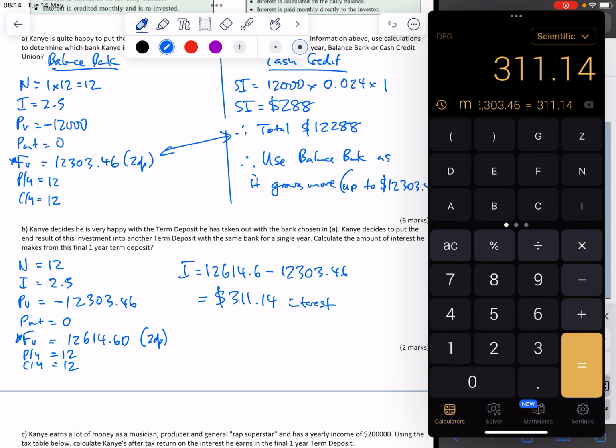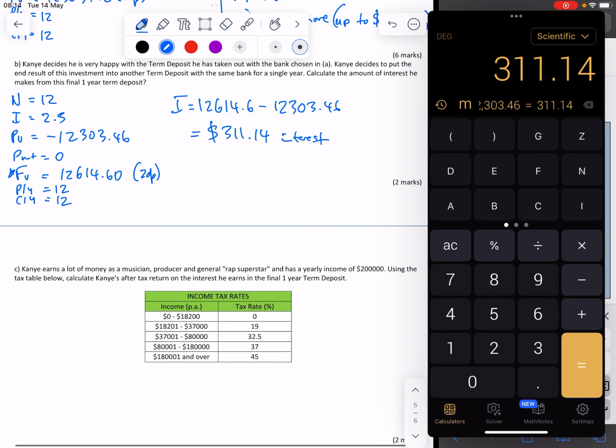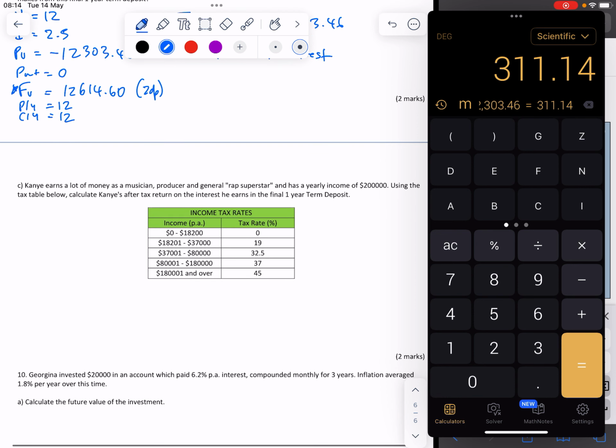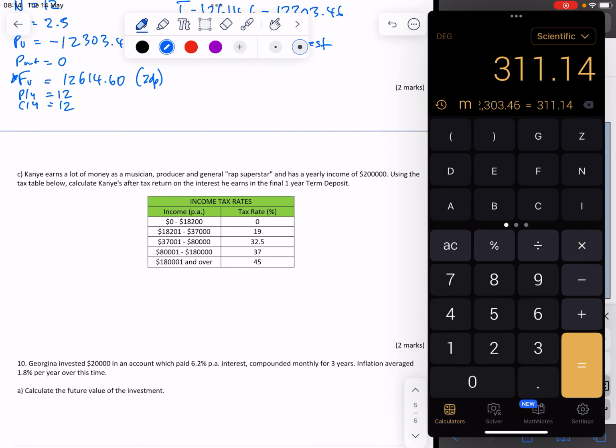Next, C. Kanye owns a lot of money. He's a musician, producer, and general rap superstar. That's questionable now. There's a yearly income of $200,000. Using the tax table below, calculate the after-tax return on his interest in the final 1 year term deposit.